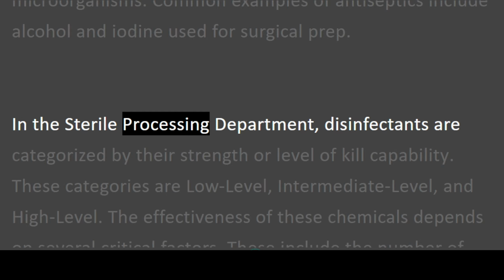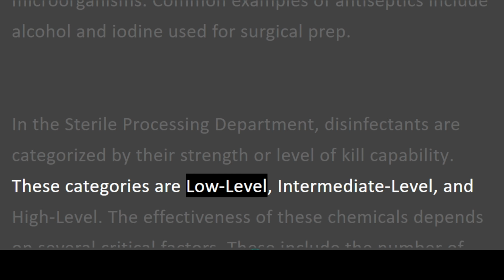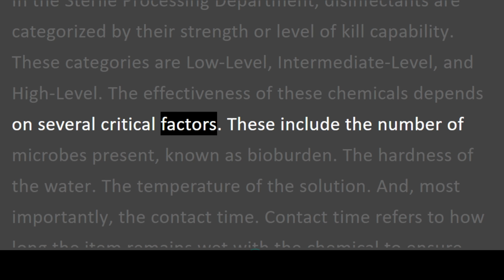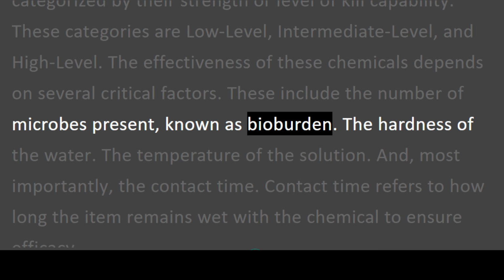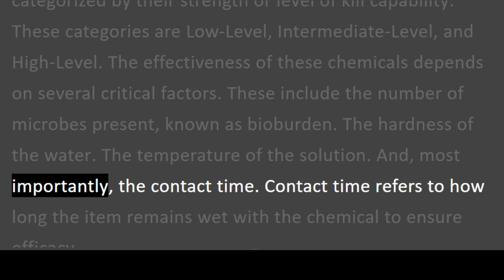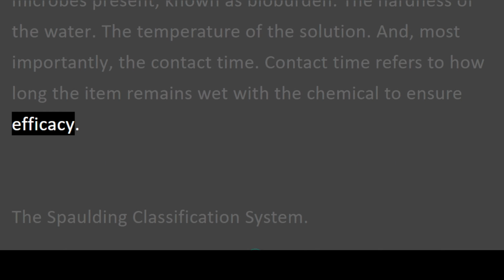In the sterile processing department, disinfectants are categorized by their strength or level of kill capability. These categories are low level, intermediate level, and high level. The effectiveness of these chemicals depends on several critical factors. These include the number of microbes present, known as bioburden, the hardness of the water, the temperature of the solution, and, most importantly, the contact time. Contact time refers to how long the item remains wet with the chemical to ensure efficacy.